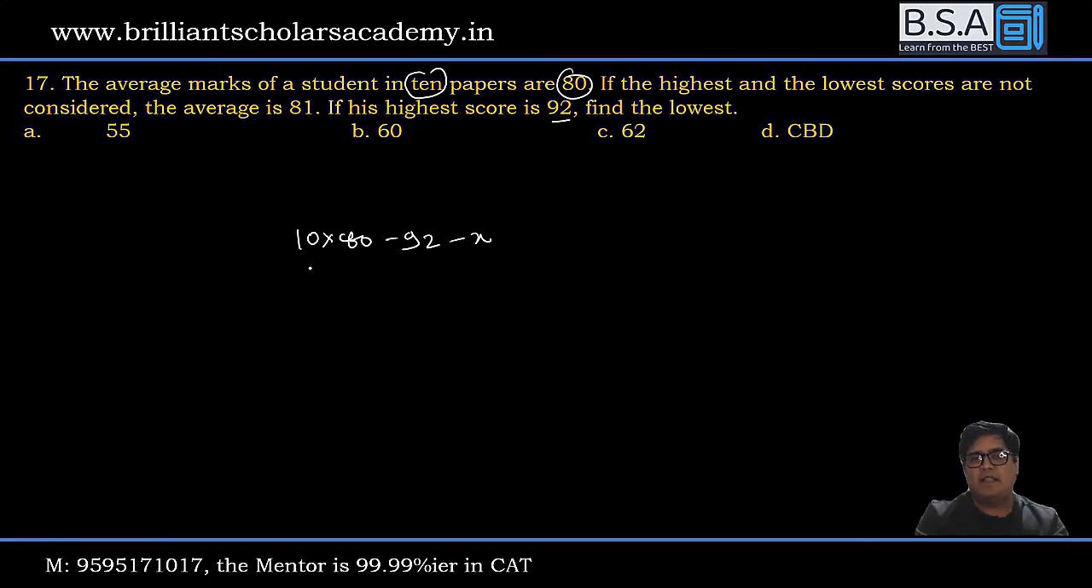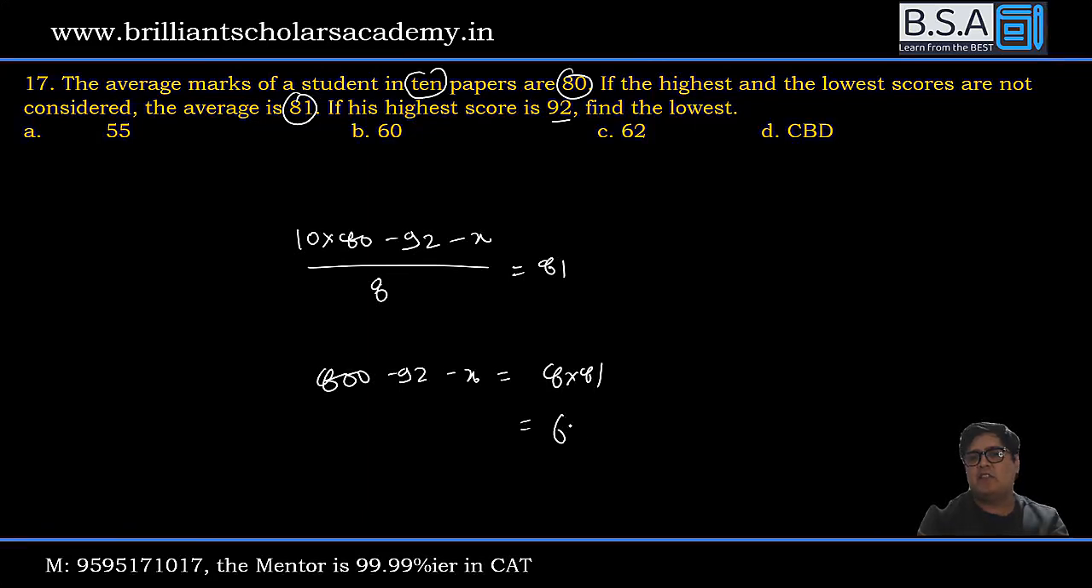So how many subjects are remaining? 8 subjects are remaining. What is the average now? Now the average is 81. Cross multiply, your job is done. 800 minus 92 minus x is equal to 8 into 81, which is 648. Rearrange and solve. This is how much? 708. 708 minus 648. X is equal to 708 minus 648. That is your answer.